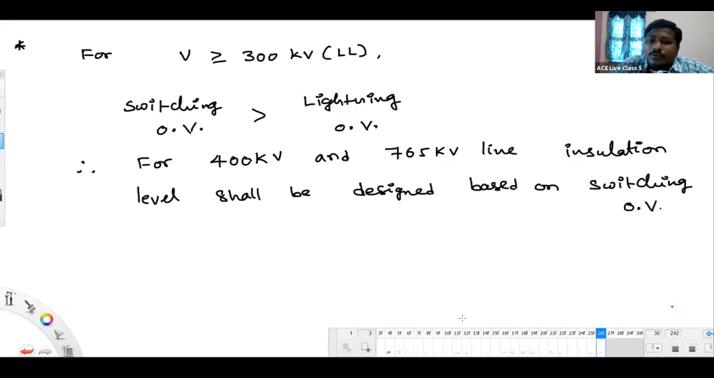Maybe at the level of 220 kV there is an ambiguity. Which voltage do we have to consider, lightning or switching? But as a simple conclusion, listen please. Most of the time, insulation level will be selected based on internal over voltage only. Lightning over voltages will be considered very rarely. Are all of you getting my words?